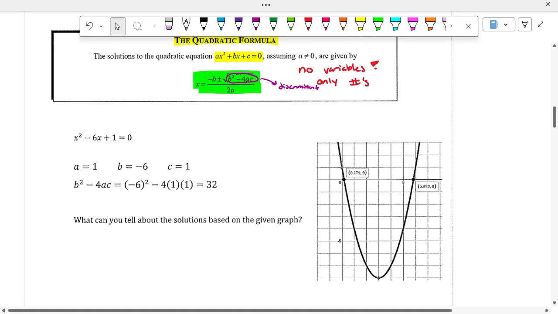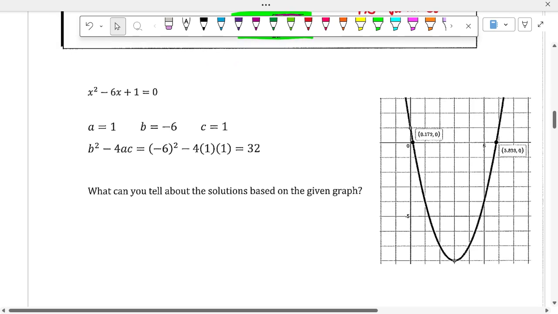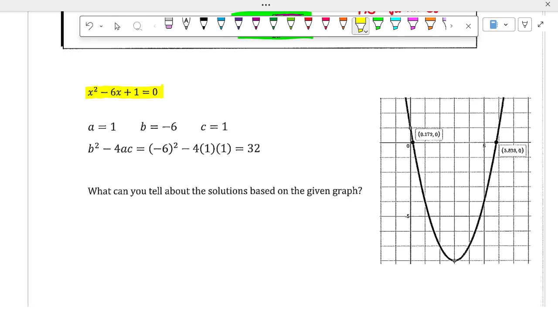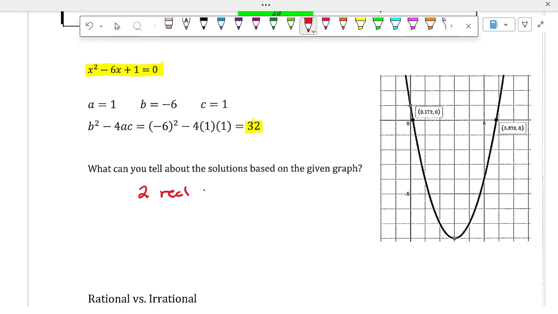So if we look at this example, this was that fourth example on the previous page: x squared minus 6x plus 1 equals 0. They did two ways. They found the discriminant, which, by the way, what would that say about our discriminant? It's positive, and is it a perfect square? No. So what type of solutions are we going to have? Two real, irrational.